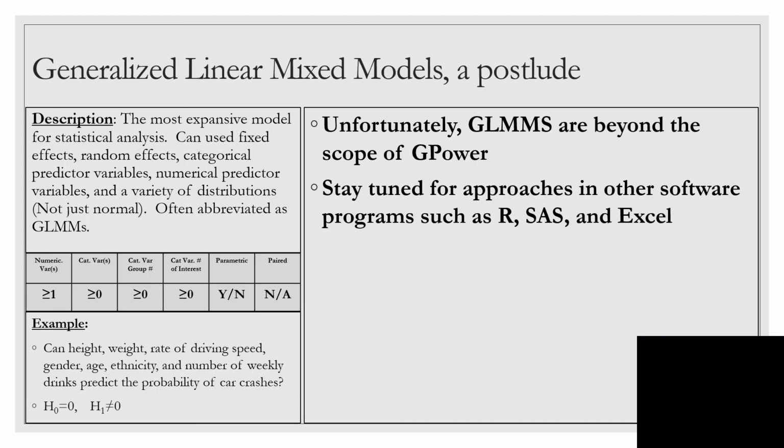So we could answer questions like, can height, weight, driving speed, gender, age, ethnicity, and number of weekly drinks predict the probability of car crashes? And the probability of car crashes is non-normally distributed. So unfortunately, GLMMs are beyond the scope of G*Power's ability. But they are kind of where the field of statistics is at, so it's important to know how to use them and get sample size. So please stay tuned for other approaches in software, such as R, SAS, and Excel, where we'll hopefully be able to take into account GLMMs.